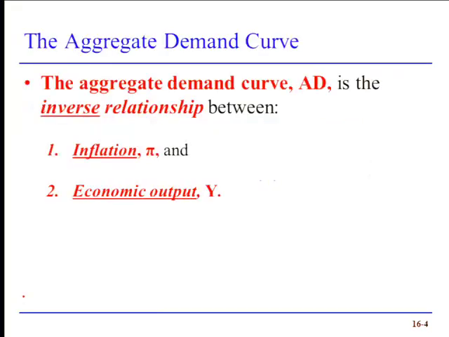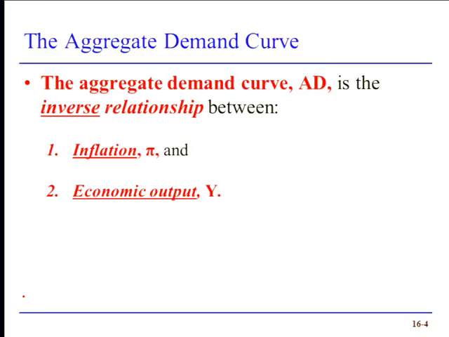So let's just review very quickly. We have an aggregate demand curve. The aggregate demand curve is the inverse relationship between inflation and economic output. In this case, economic output is our endogenous variable. So what we're saying with the aggregate demand curve is how does economic output change when there's a change in inflation? Now, we've talked about this before.